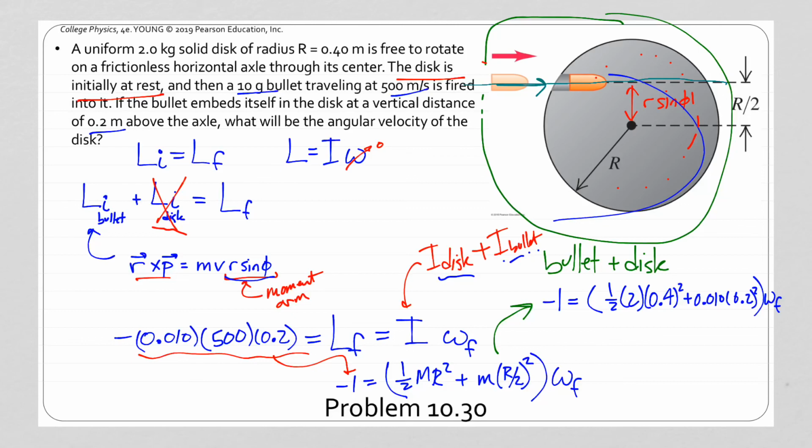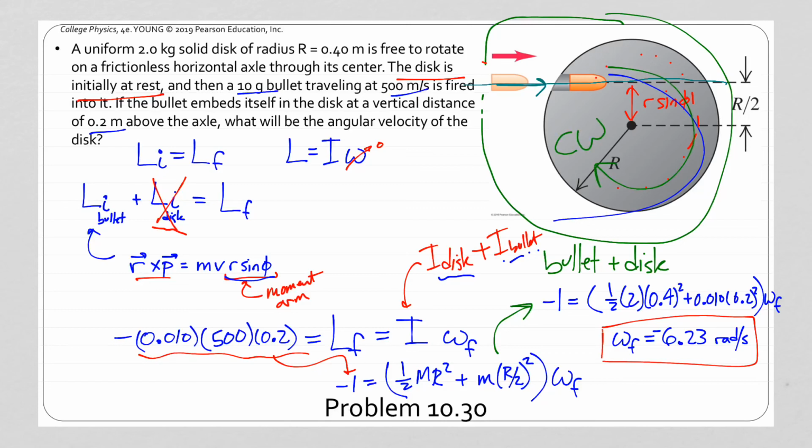But we can multiply all this out, and we find that the final angular velocity should be -6.23. Angular velocity should be measured in radians per second. It's negative because as a result of the bullet hitting up here, the whole thing is going to rotate this way, which is clockwise. So that's the negative direction, hence the negative sign. And again, we have the angular speed with which that disk is going to rotate.